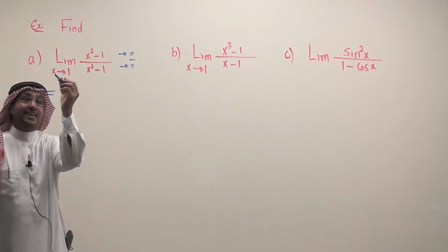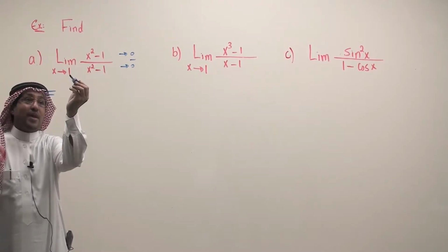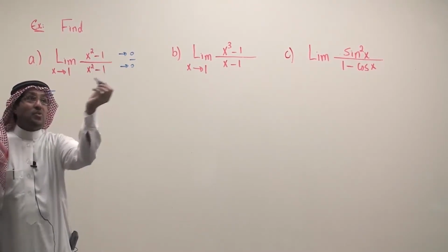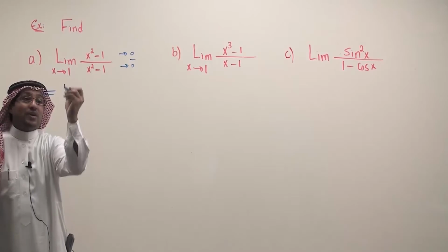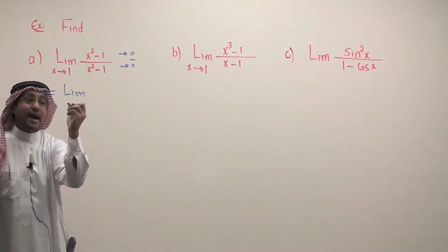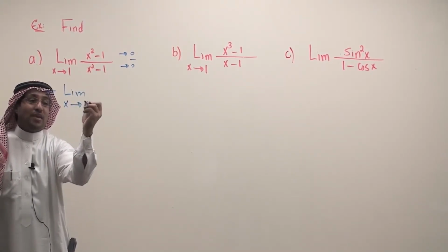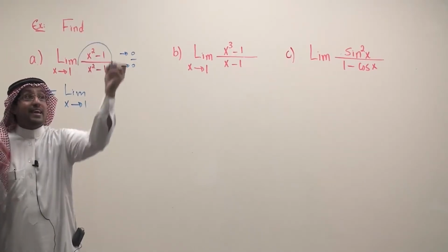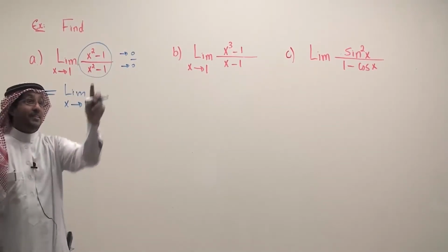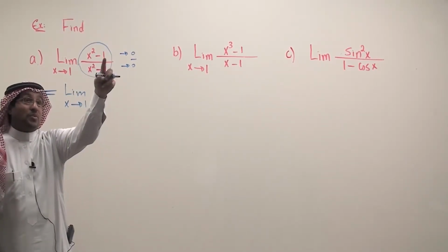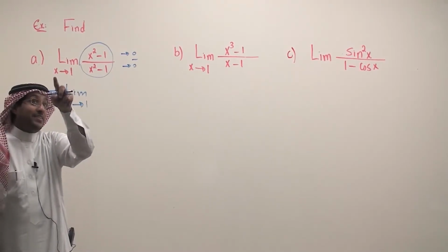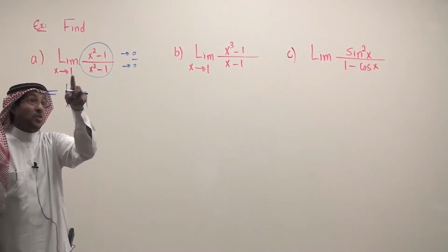You see here, as x approaches 1, this one is going to approach what? This one is the limit as x approaches 1. This is not yet equal to 0. This is something not equal to 0 because x is getting closer and closer to 1.